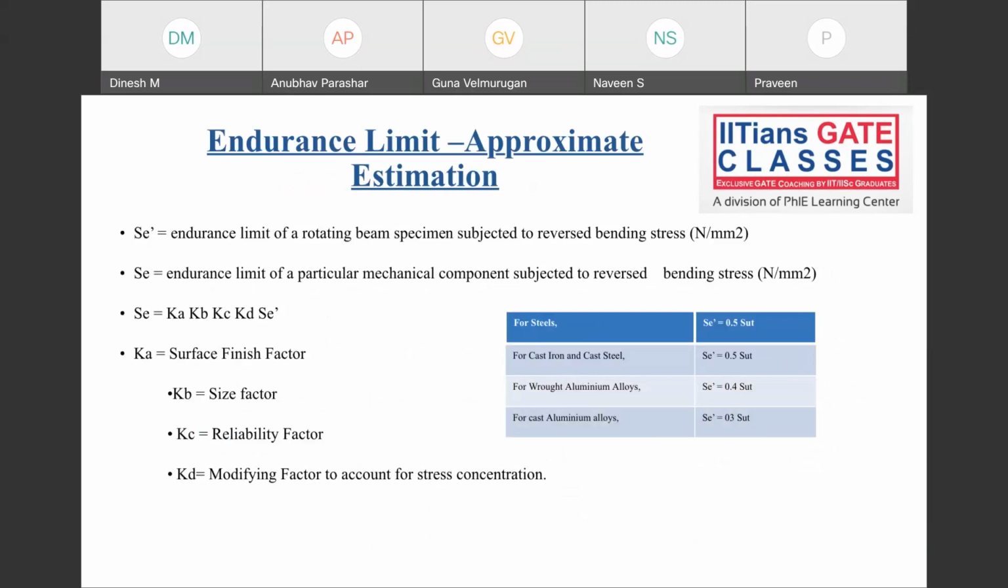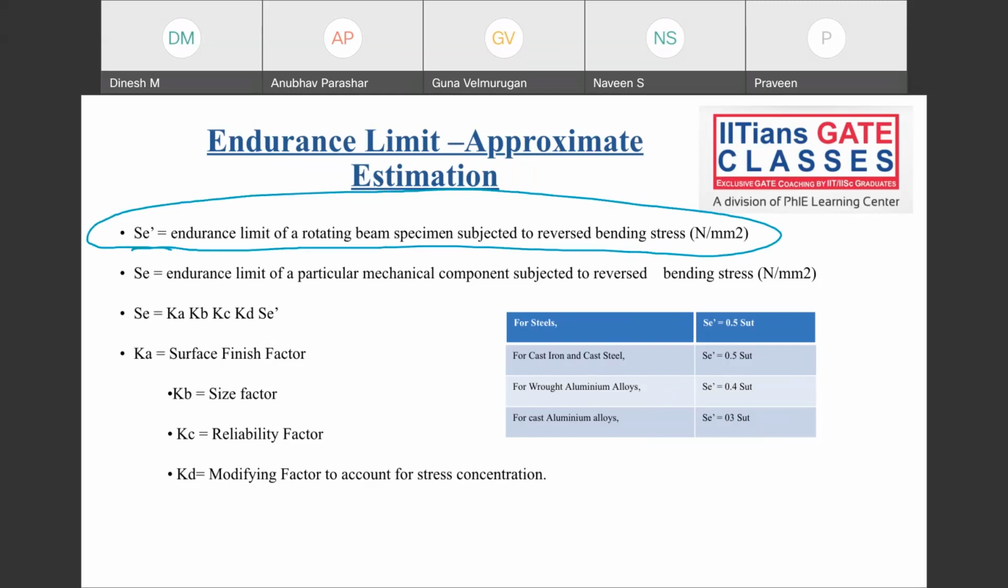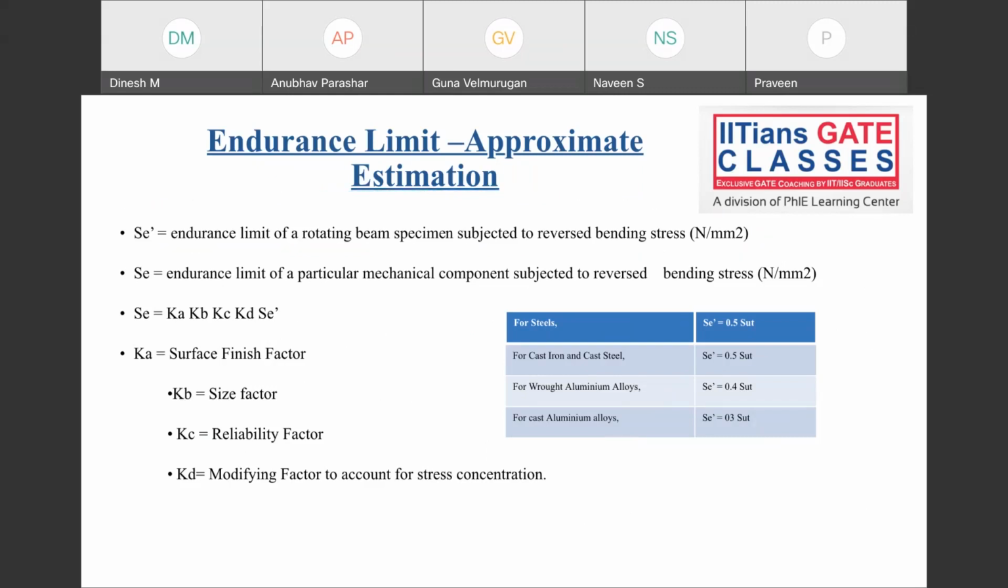Okay, before going into notch sensitivity, let us see how exactly we are determining the endurance limit. In the last slide, I just said to assume an endurance limit. Now, let us see how exactly the endurance limit is calculated. Firstly, the endurance limit is determined using the rotating beam machine, right?